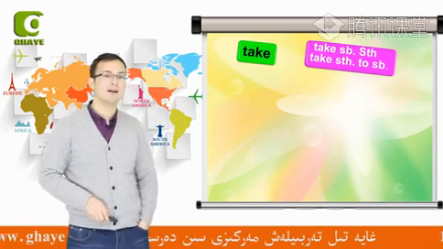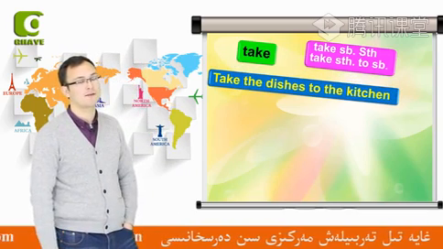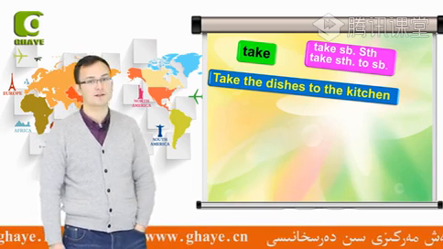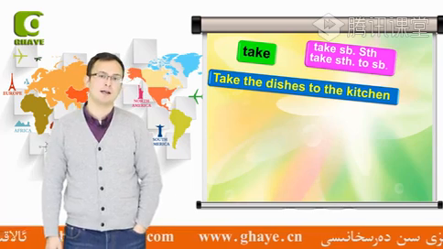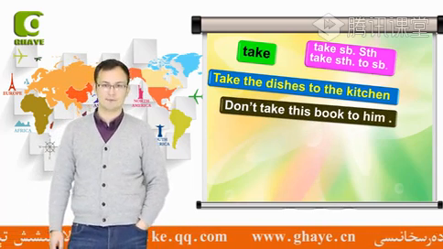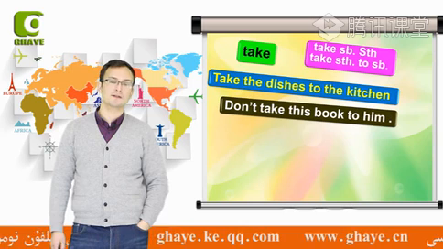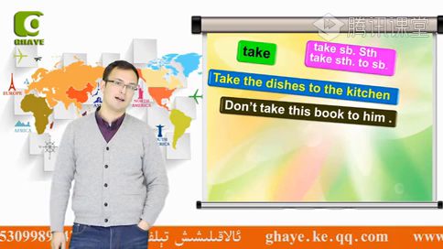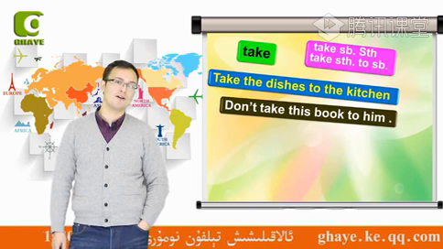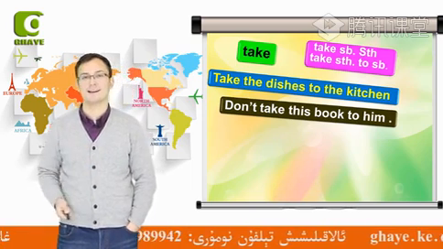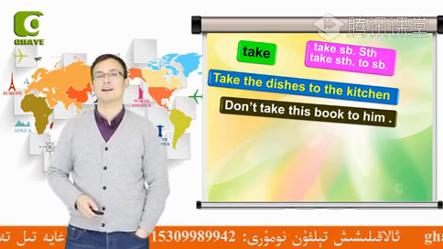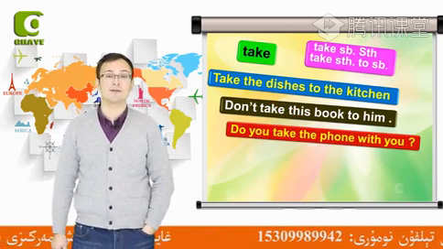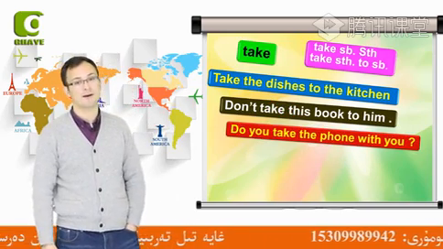Xo'sh, endi take somebody something and take something to somebody. Olib bormoq degan gap. Okay. Masalan, take the dishes to the kitchen. Idishlarni oshxonaga olib boring. Don't take this book to him. Bu kitobni unga olib bormang. Masalan, take me to your heart. Meni yuragingizga olib boring. Yoki my father always takes me to the park. Dadam doim meni bog'ga olib boradi. Take degan olib bormoq.